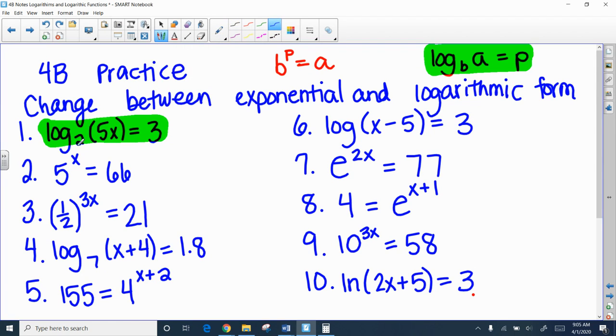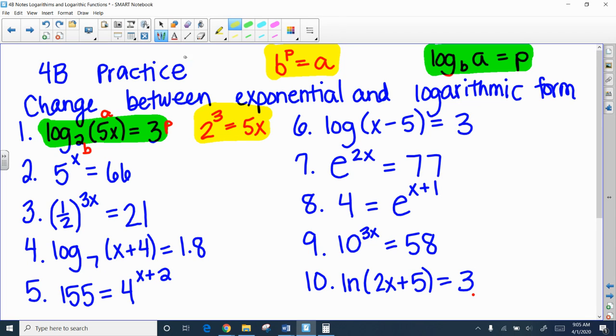So this is log base b. I like to label these log base b of a equals p. Okay, so label your b, your a, and your p. And now when we change it to exponential form, it's in the form b to the p power. So our base is 2. The p is 3, so it's going to be 2 to the 3 power equals a, so equals 5x. And that's what our expression would look like in exponential form.